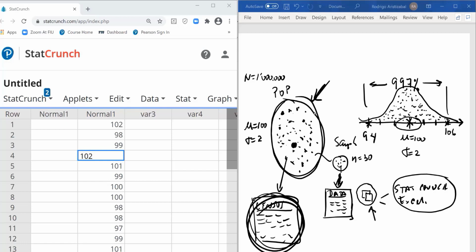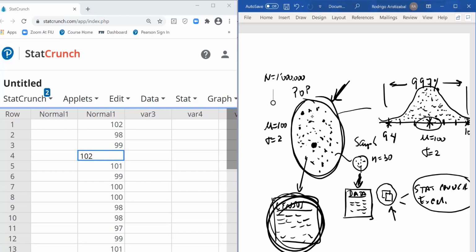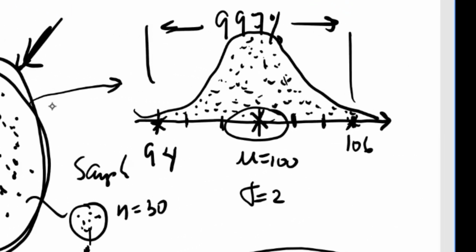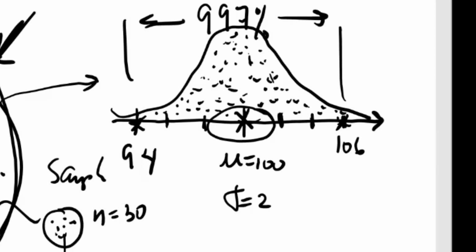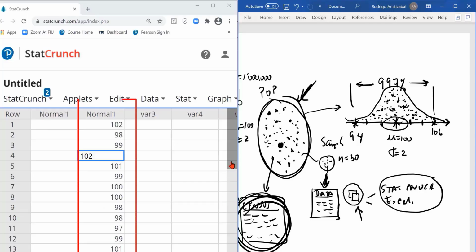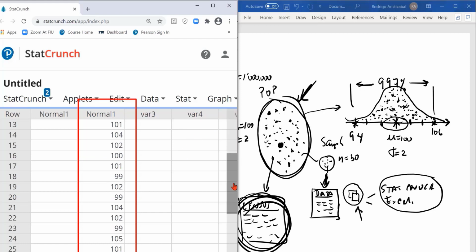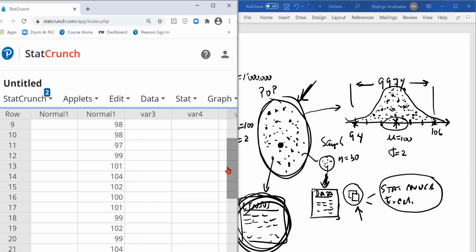Or we can plot all of these points on this number line according to each measurement to obtain this pile, this normal distribution. If we select 30 observations from this pile, you will notice in this simulation that all of these numbers are between 94 and 106, 3 standard deviations above and below the mean. All of these numbers are between 94 and 106. That is the empirical rule.